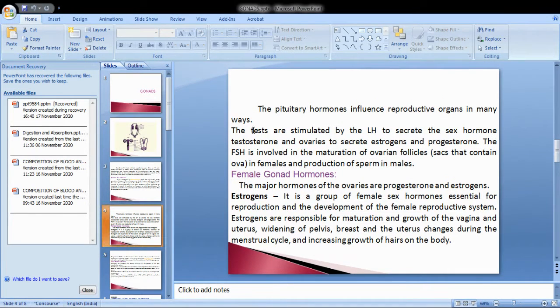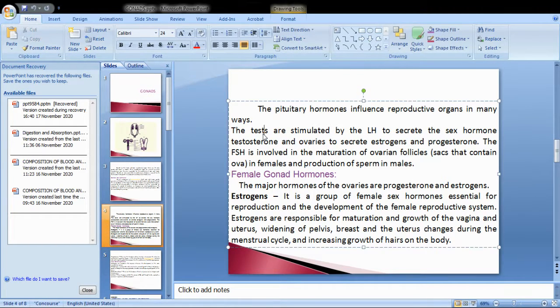Now let's discuss this. Pituitary hormones influence reproductive organs in many ways. Testes are stimulated by luteinizing hormone to secrete the sex hormone testosterone, and ovaries secrete estrogens and progesterone.